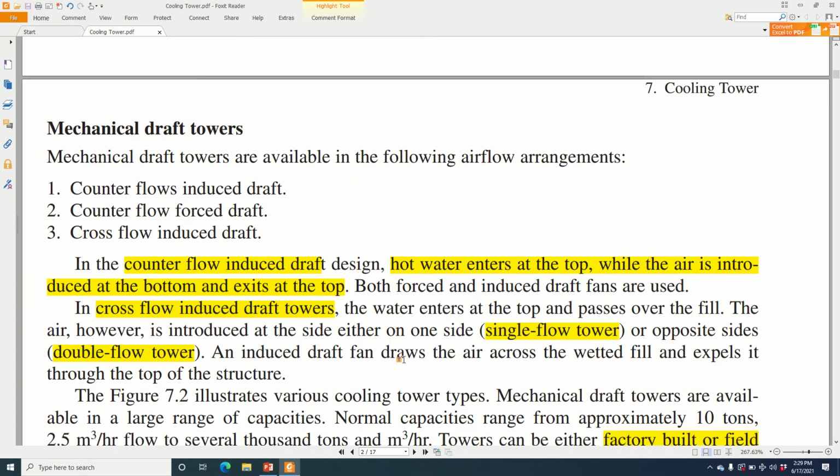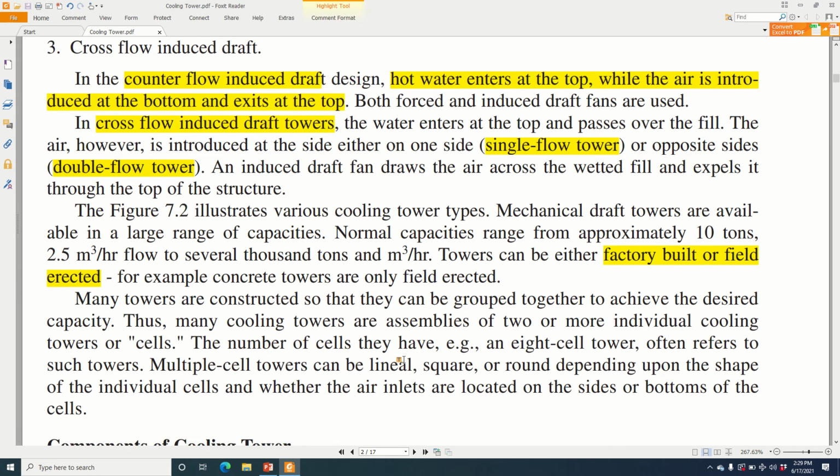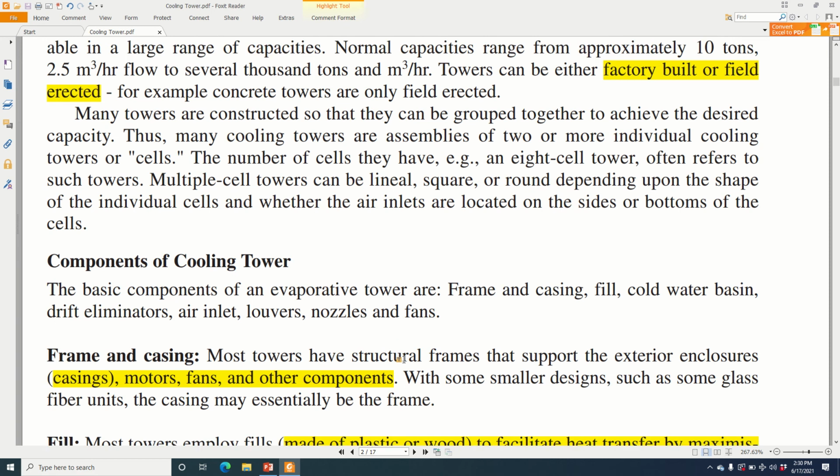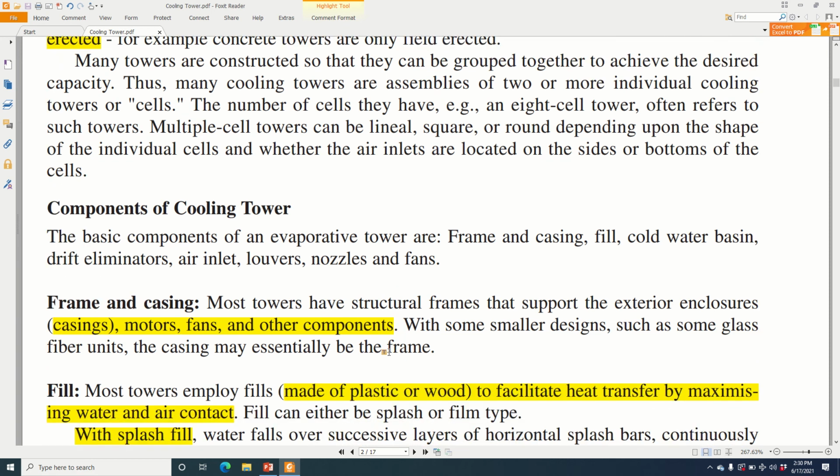So next I will discuss some of the components of a cooling tower. The first one is frame and casing. The structural frames are used to support the exterior enclosures. It also supports motor, fans and other components. Basically it is the casing of a cooling tower.